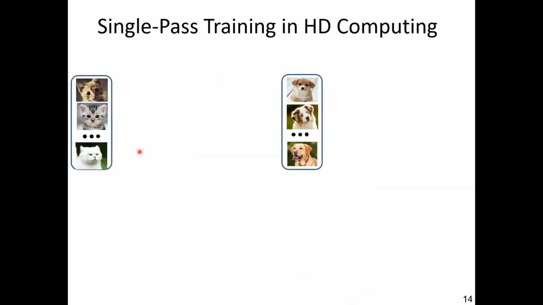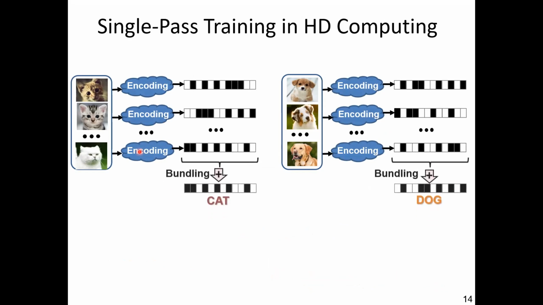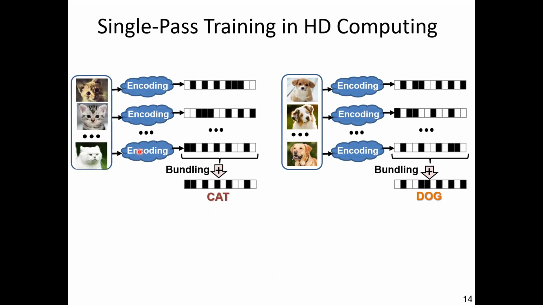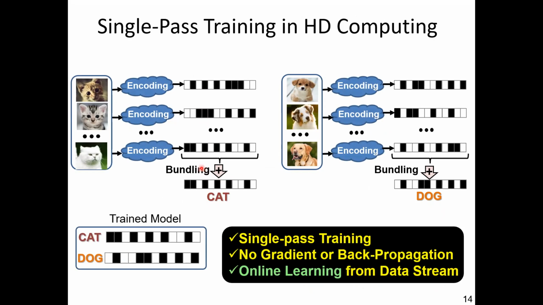For a more complex example, if you have cat and dog, you can perform an encoding method which maps every cat or dog into high dimensional space. Now your learning task can be as simple as a bundling operation, because as we know, bundling remembers the information of all these patterns in a single vector. In fact, we can perform a learning task in one pass. If a new input comes, I just encode it and bundle it with the existing model, with no gradient operation or backpropagation, which enables us to do online learning.